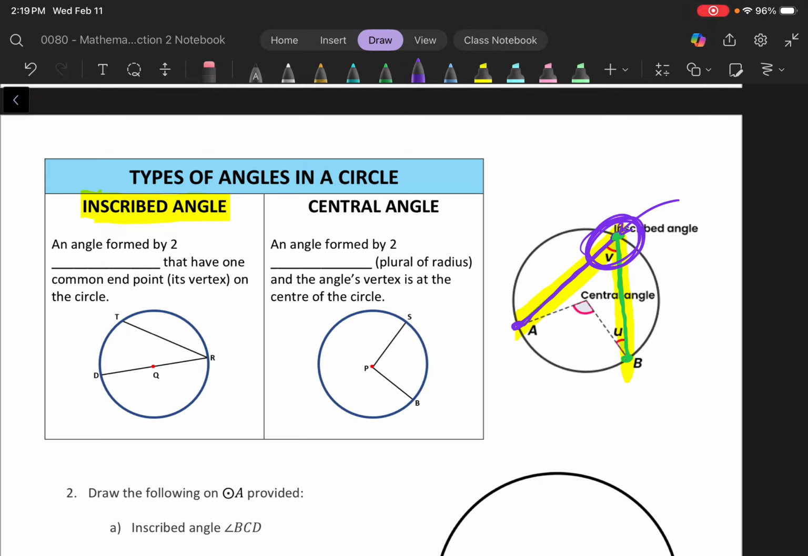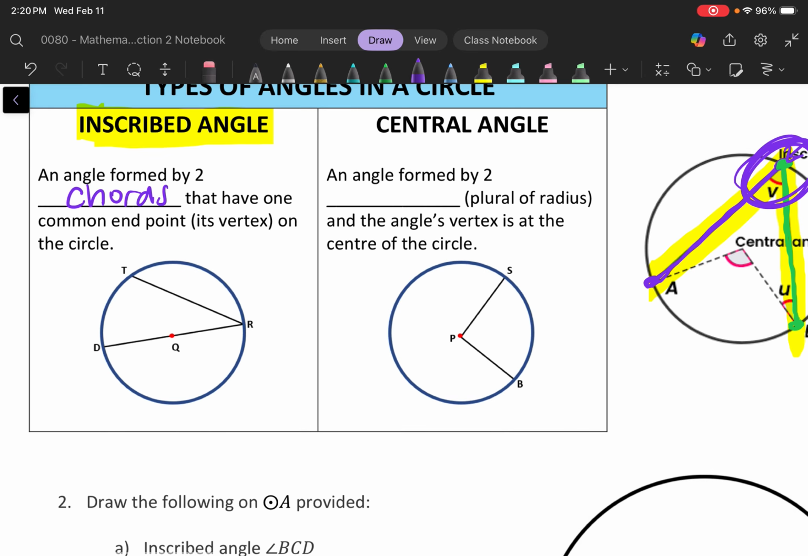When we take a look at the definition, it's exactly what we're going to have. So an inscribed angle is an angle formed by 2 chords that have one common endpoint, its vertex, on the circle. So in this diagram here, the one below, I'm going to identify my 2 chords. I have this chord here. I have this chord here. They have a common endpoint, right? Common endpoint, aka vertex.